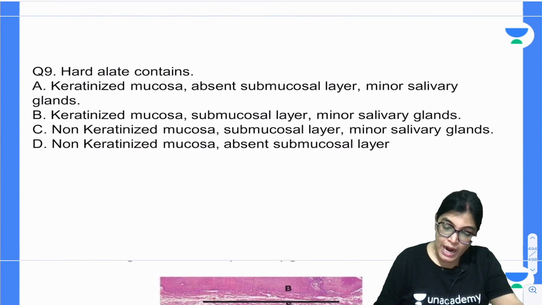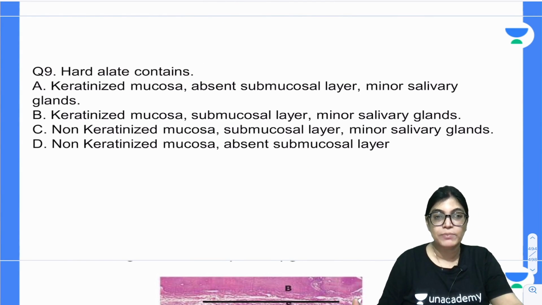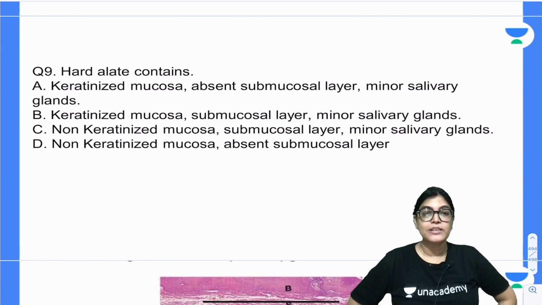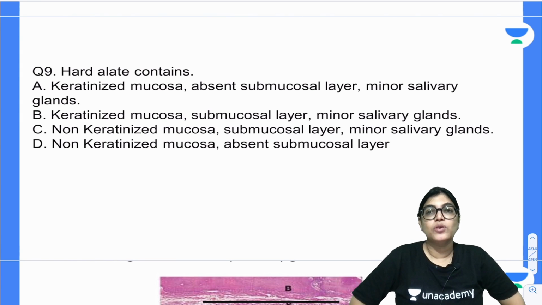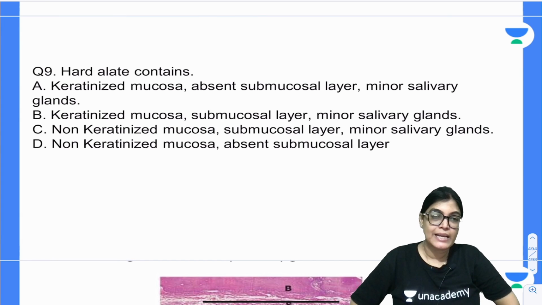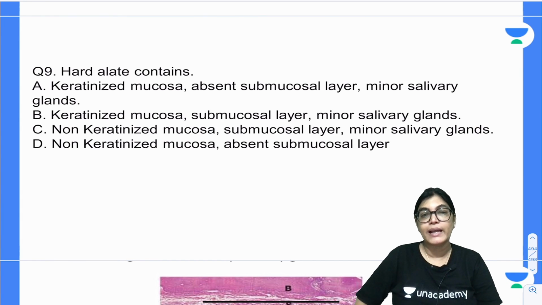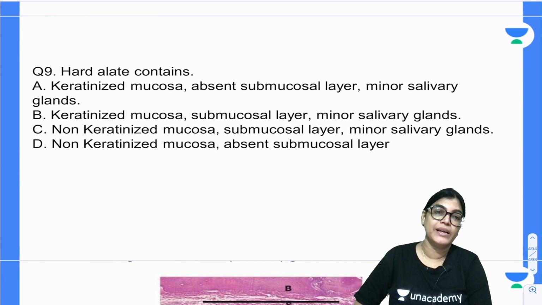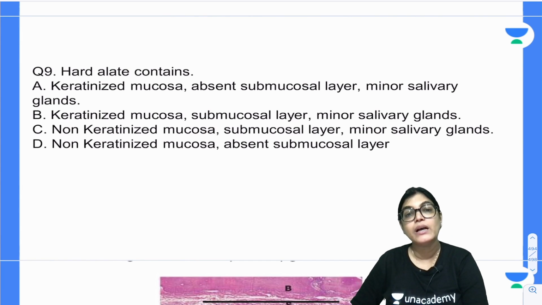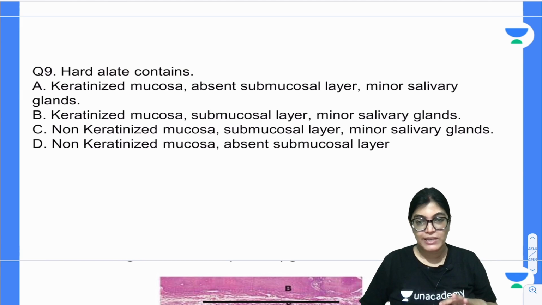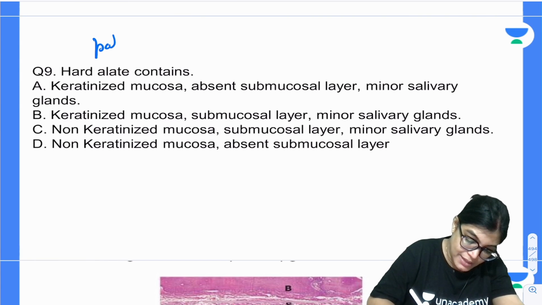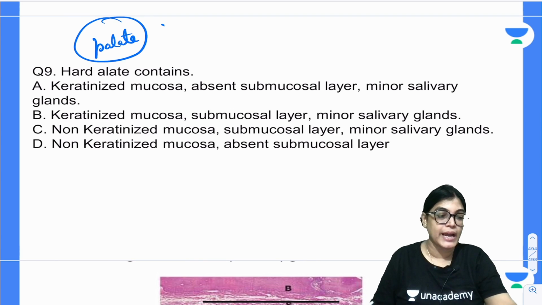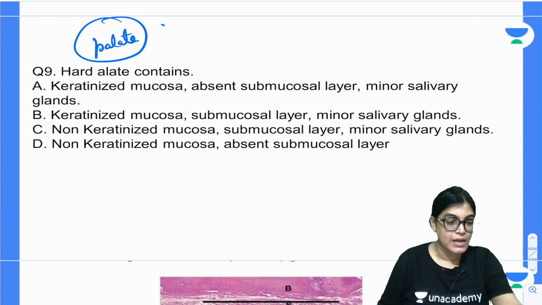Okay, question number 9. Hard palate contains, what is the hard palate epithelium? Whether it contains keratinized mucosa, absent submucosal layer, minor salivary gland. You just read the 4 options: keratinized mucosa with no submucosal layer, or keratinized mucosa with submucosal layer and minor salivary gland, non-keratinized mucosa with absent submucosal layer, or having minor salivary gland. So actually 4 combinations have been given and you have to mark the correct answer. This is the lining epithelium of palate, and this MCQ was asked in the 2019 NEET PG exam.